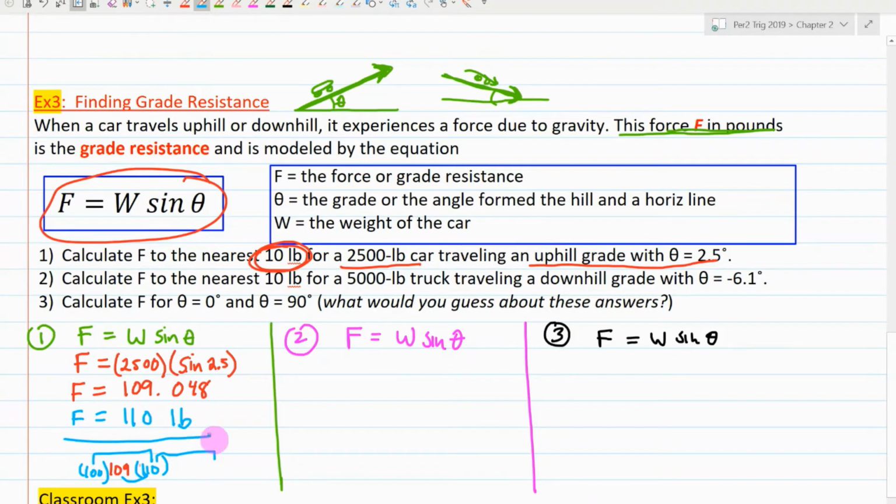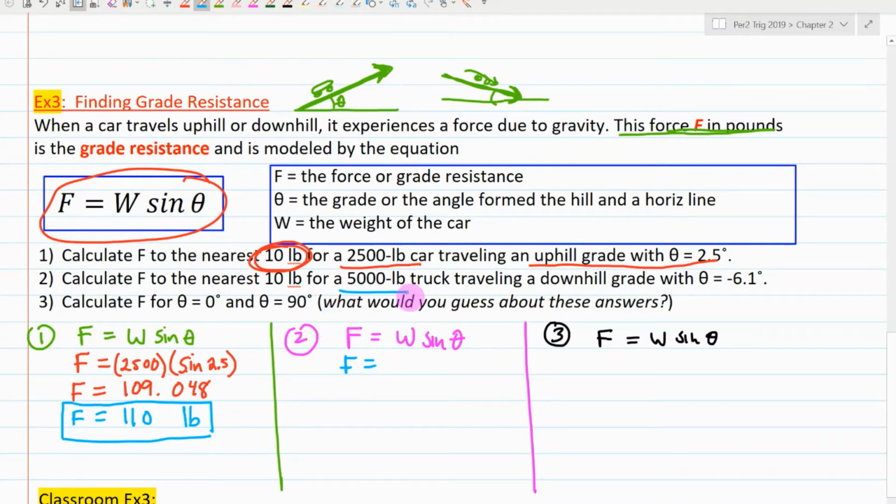Okay, and LB is pounds. You need to leave a space so it doesn't look like that's a 1. Okay, go ahead and do the second one. Well, actually, I'll do the second one.